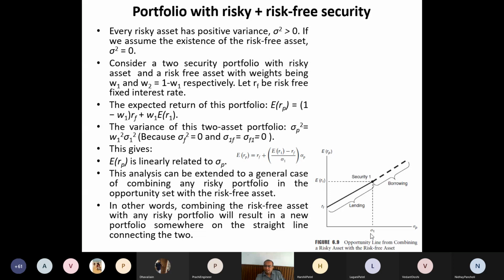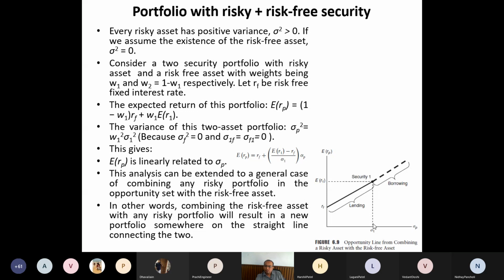If I make sigma P equal to 0, I get ERP equal to RF. My portfolio risk is 0 only if my portfolio contains only the risk-free security with rate RF. So this is the point where sigma P is 0 and the expected return from the portfolio is RF, because I do not have any risky security. Then if I include the risky security with some weight W1, my graph is like this.